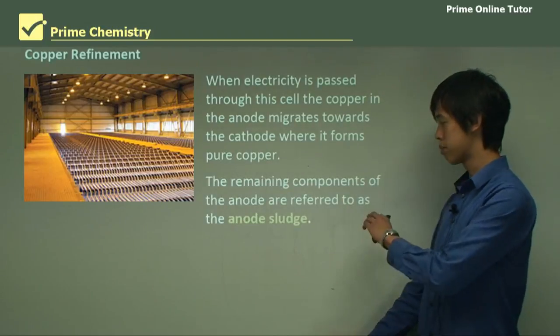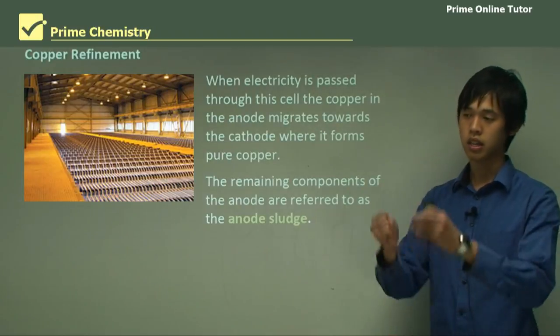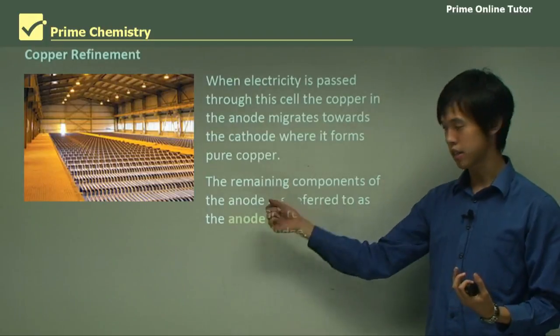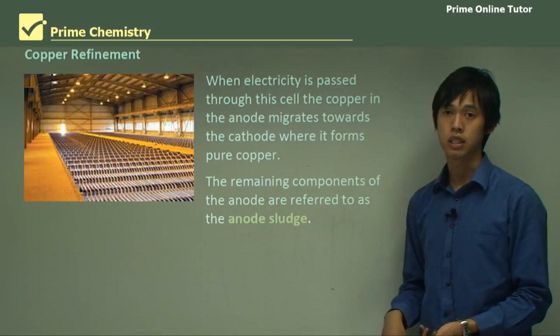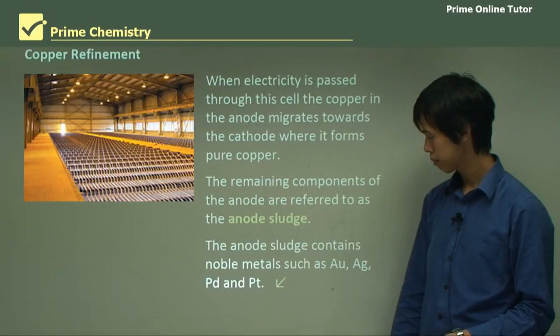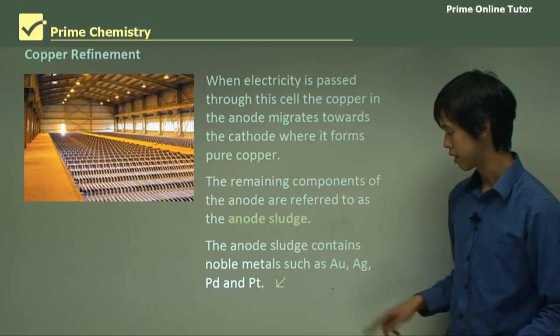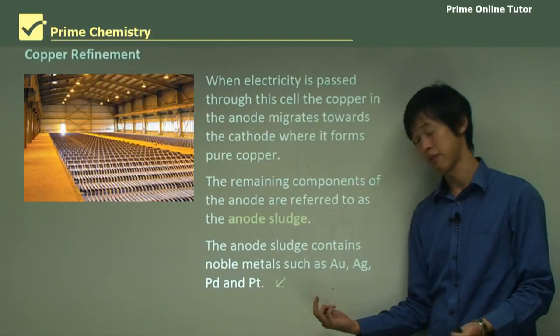So the remaining components of the anode are referred to as the anode sludge. So once the copper has left this side, the waste kind of just falls to the bottom and forms a sludge, and we call that the anode sludge. Now the interesting thing about the anode sludge is that it contains noble metals such as gold, silver, palladium, and platinum. So it contains some very nice metals.